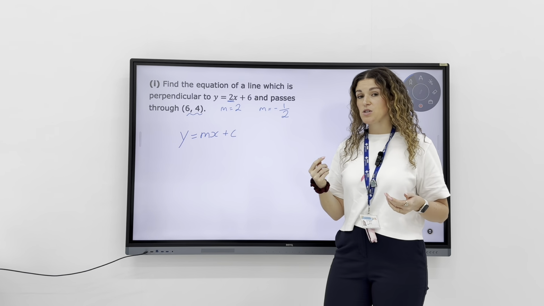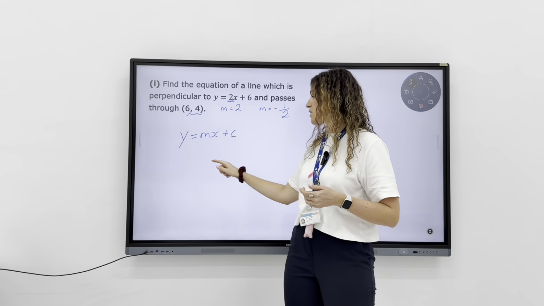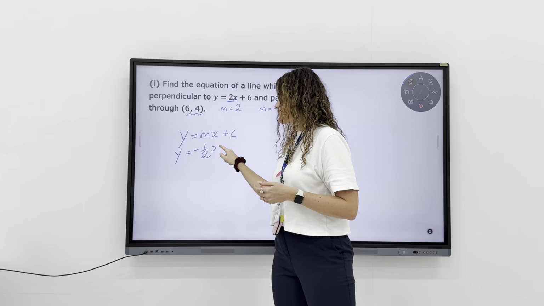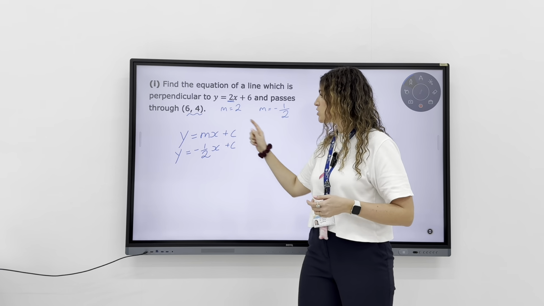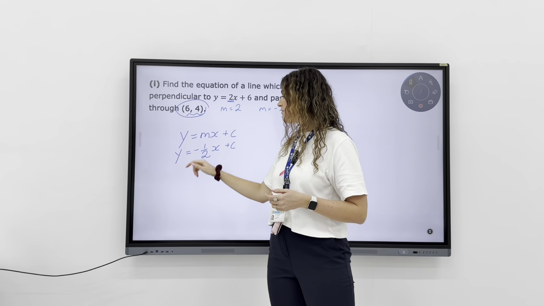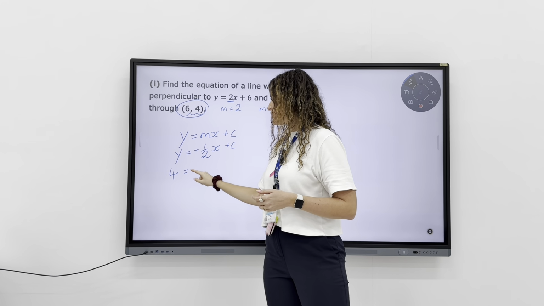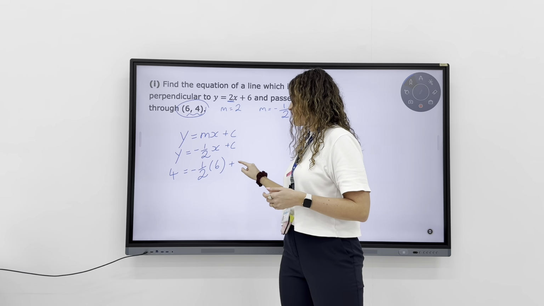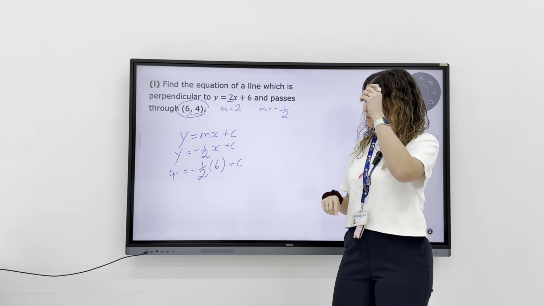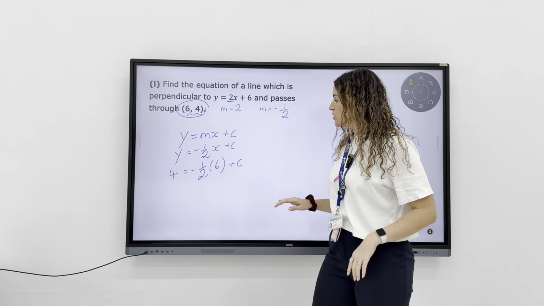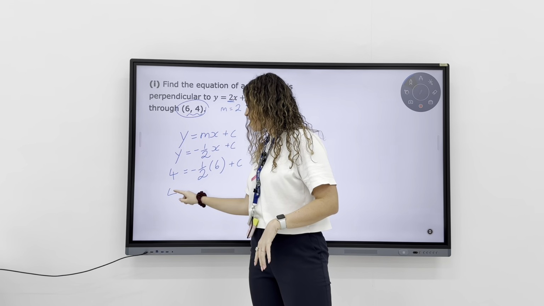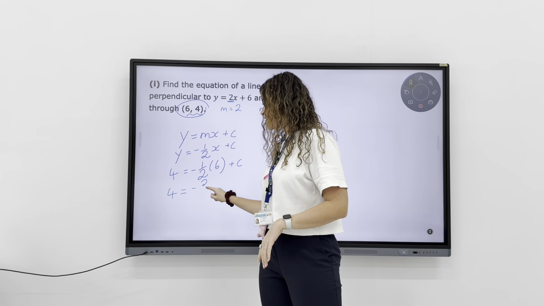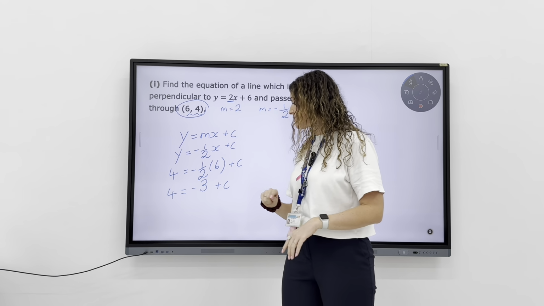I'm going to substitute in what I know. So I know that the gradient must be minus 1/2. And then I'm going to substitute in this point. So my y value is 4, my x value is 6, and I'm trying to find my c value, which is my y-intercept. So let's multiply out and simplify. We have 4 is equal to minus 3 plus c.